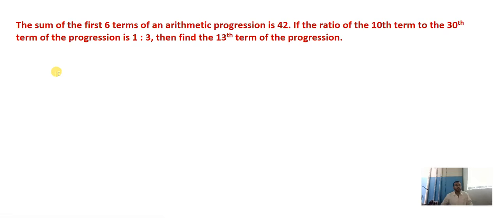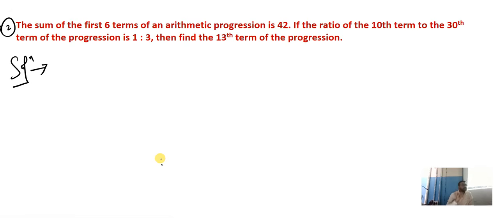The sum of the first 6 terms of an AP is 42. If the ratio of the 10th term to the 30th term of the progression is 1:3, then find the 13th term of the progression. It's a very easy problem. As I said, this is question number 2.